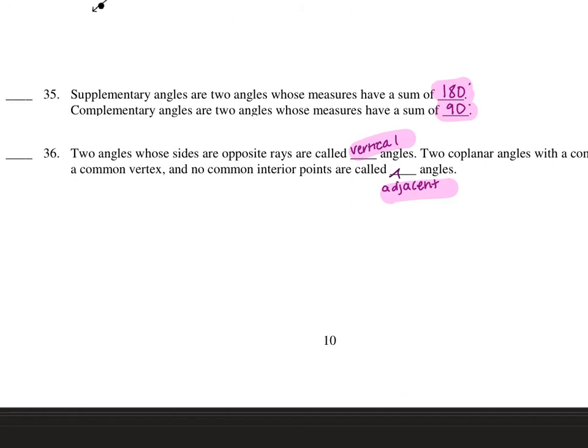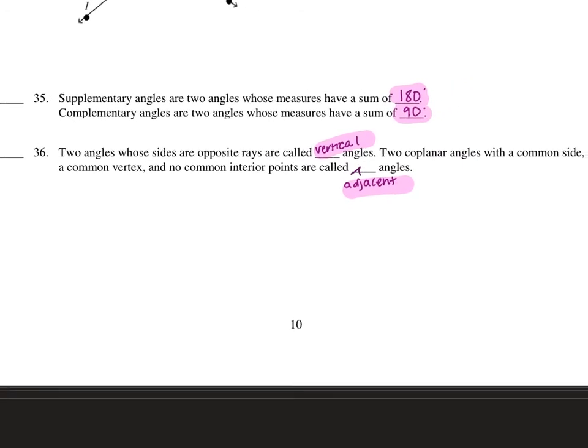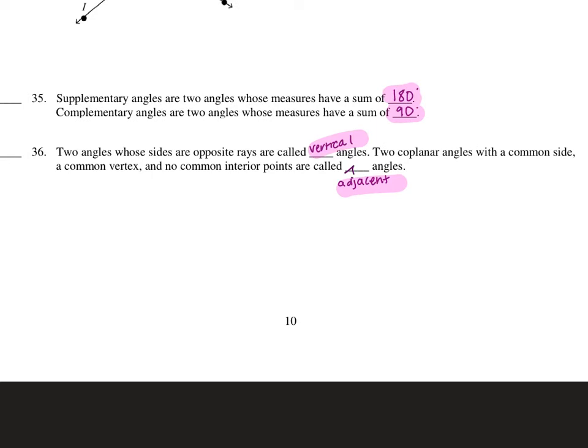36, like we just said, two angles whose sides are opposite rays are called vertical angles. Two coplanar angles with a common side and common vertex and no common interior, which means it doesn't overlap, would be adjacent angles. So you will get some vocab questions kind of mixed in with your figures and stuff.